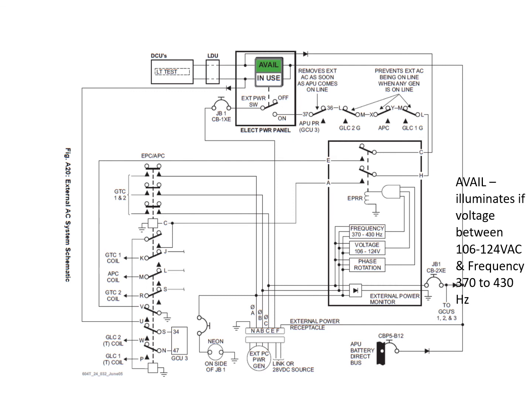So you've got your external power monitor, and inside the external power monitor there's monitors for the frequency and the voltage and the phase rotation. And then there's an external power ready relay, an EPRR, and there's an output coming from an AND gate. So basically all of those 3 things have to be good to get an output from that AND gate to energize the EPRR. In other words, the frequency has to be good, the voltage has to be good, and the phase rotation has to be good. If that's all good, then the EPM can energize that external power ready relay.